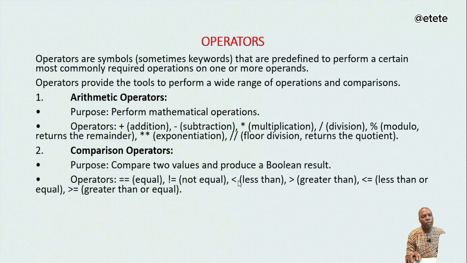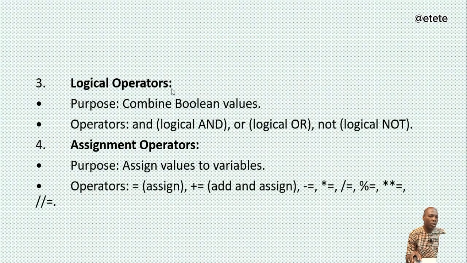That's what it means. This symbol means less than. This one means greater than. Less than or equal. Greater than or equal. Then we have the logical operators. What is the purpose? Combine Boolean values, right? And what are these operators? We have the logical and, we have the logical or, and then we have the logical not. So these are the operators: and, or, and not.